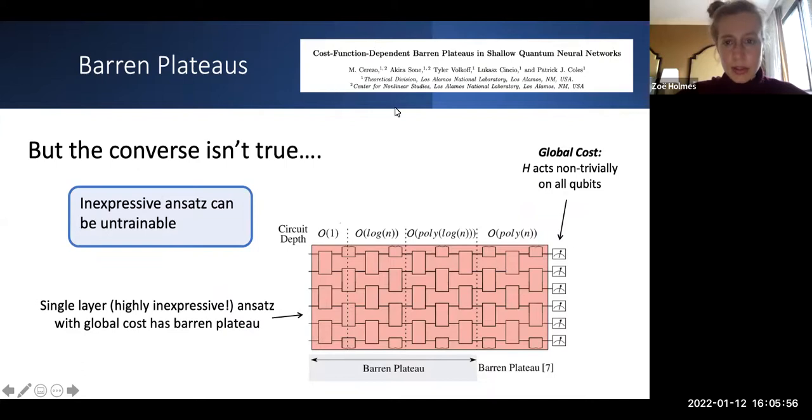Okay, but the converse isn't true. So this was, I guess, first hinted at by this paper by Marco, where what they show is that for a global cost, so that is a cost where your measurement operator acts non-trivially on all qubits, then you can have a barren plateau even with very short depth ansatz. So even a single layer ansatz, which is going to be highly inexpressive, can have a barren plateau if you're dealing with a global cost. So this shows that inexpressive ansatz can be untrainable.